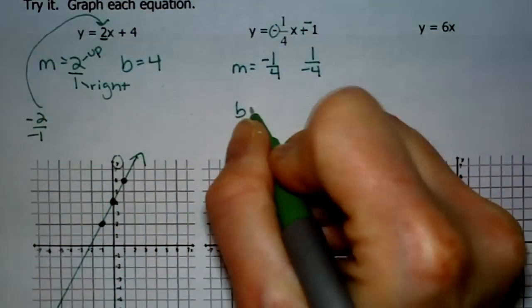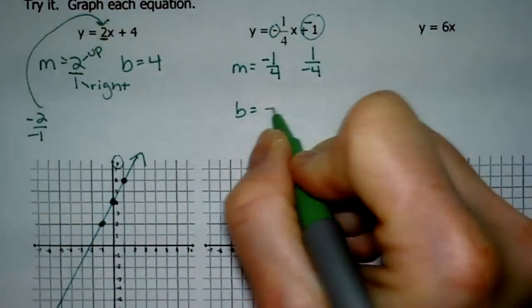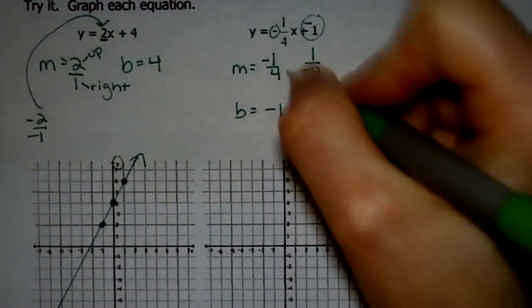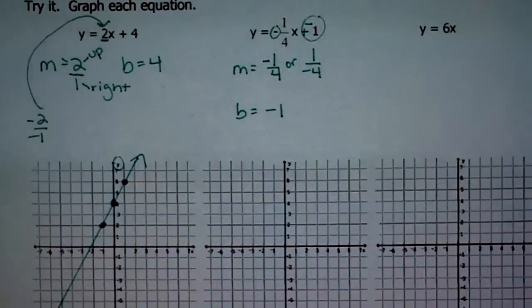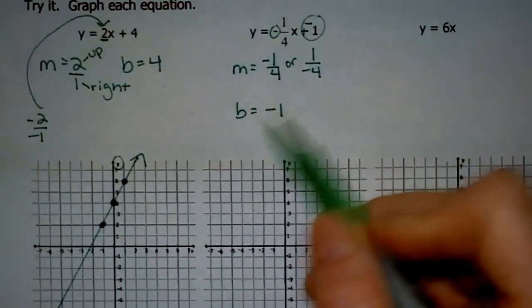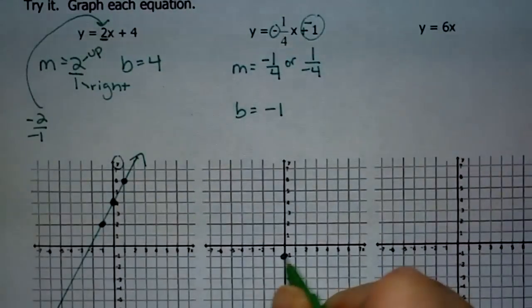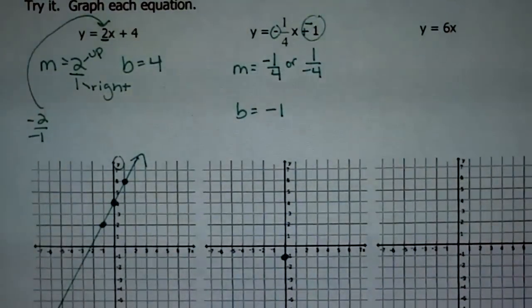The b, the number by itself, is a negative 1. So we've just figured out the m and the b. I'm going to put the word or here so you're not trying to think that it's some number that doesn't exist. I've never seen negative 1/4 1 and negative 4th before, but who knows. So b equals negative 1. That's my y-intercept. That's what I'm going to put on the graph first. So on the y-axis, I plot my negative 1.